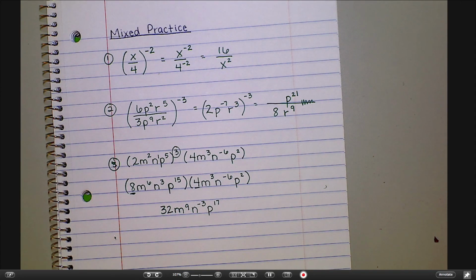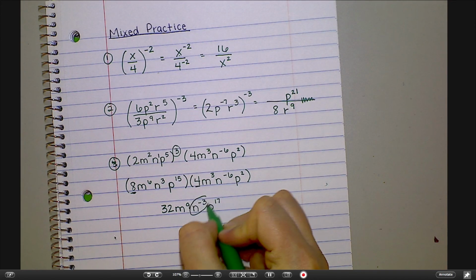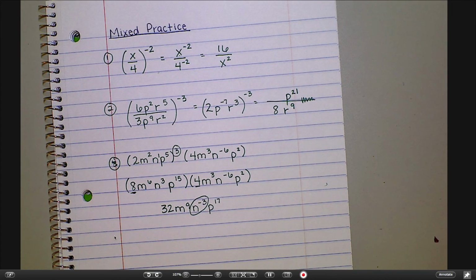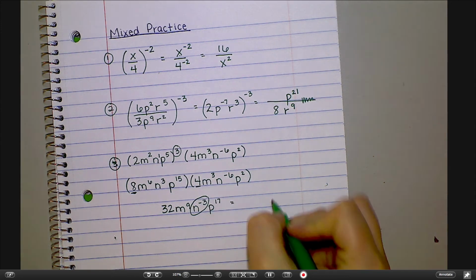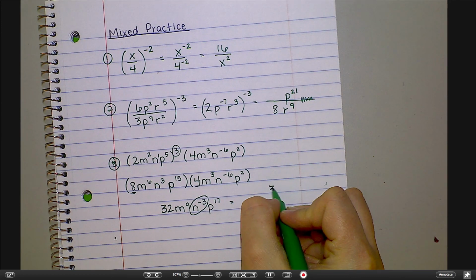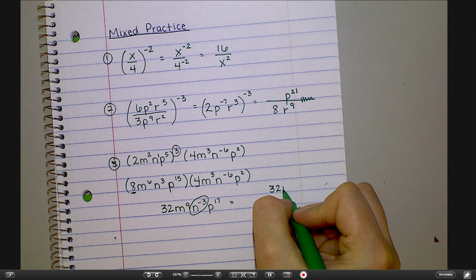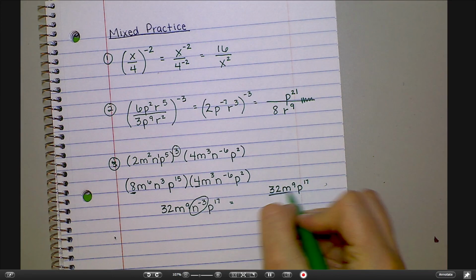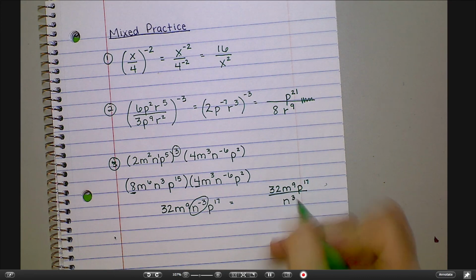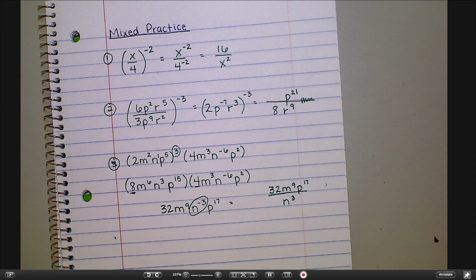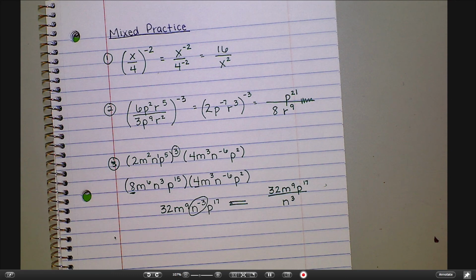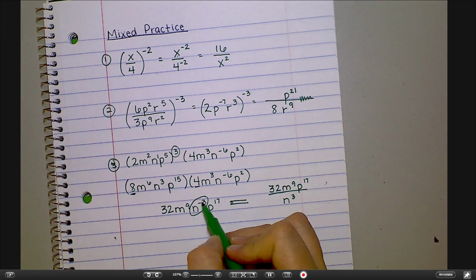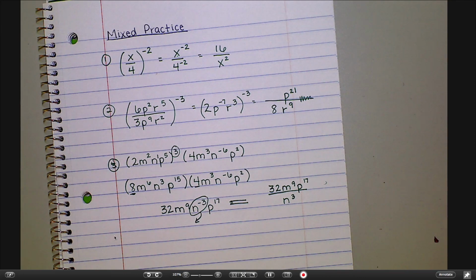What's wrong with that answer? Okay, I've got this n with a negative exponent. Everything else is good, but where do I need to put that n? So for my final answer, I would write 32 m to the 9th p to the 17th over n to the 3rd. Does that make sense? So all of this stayed the same. I just moved that n to the 3rd downstairs.